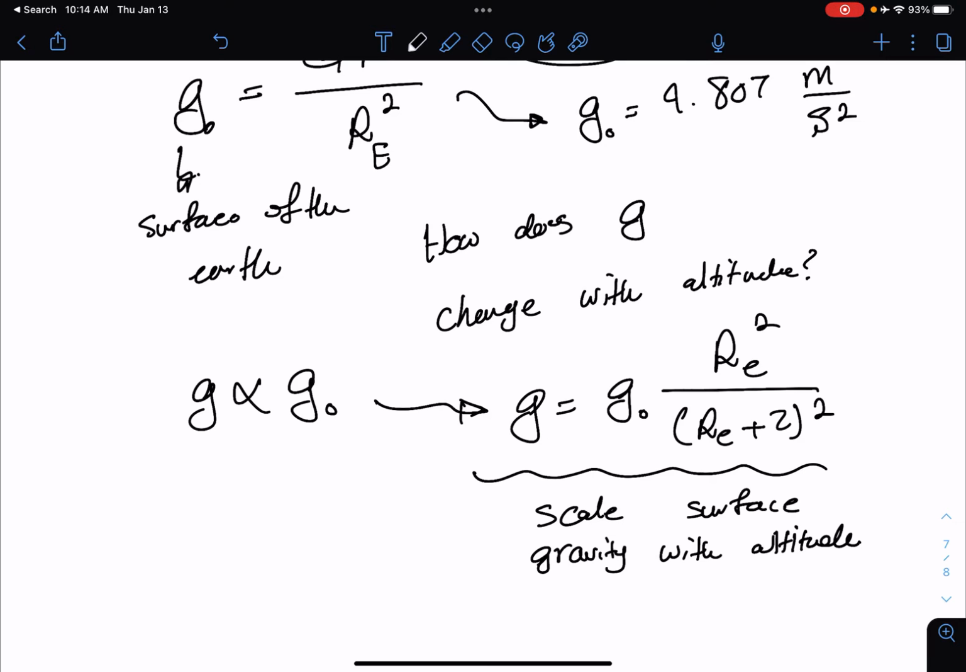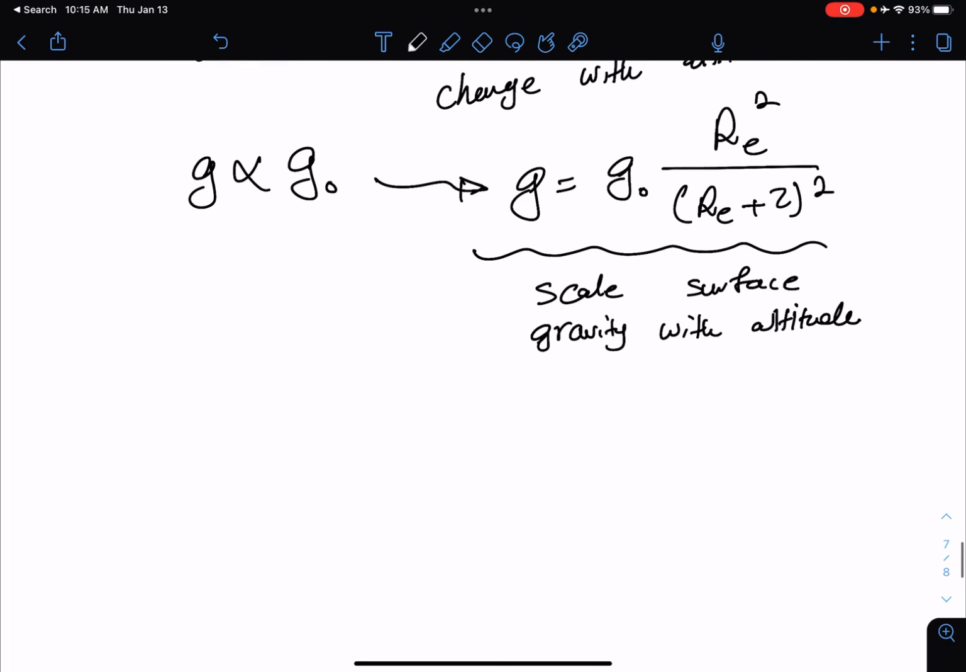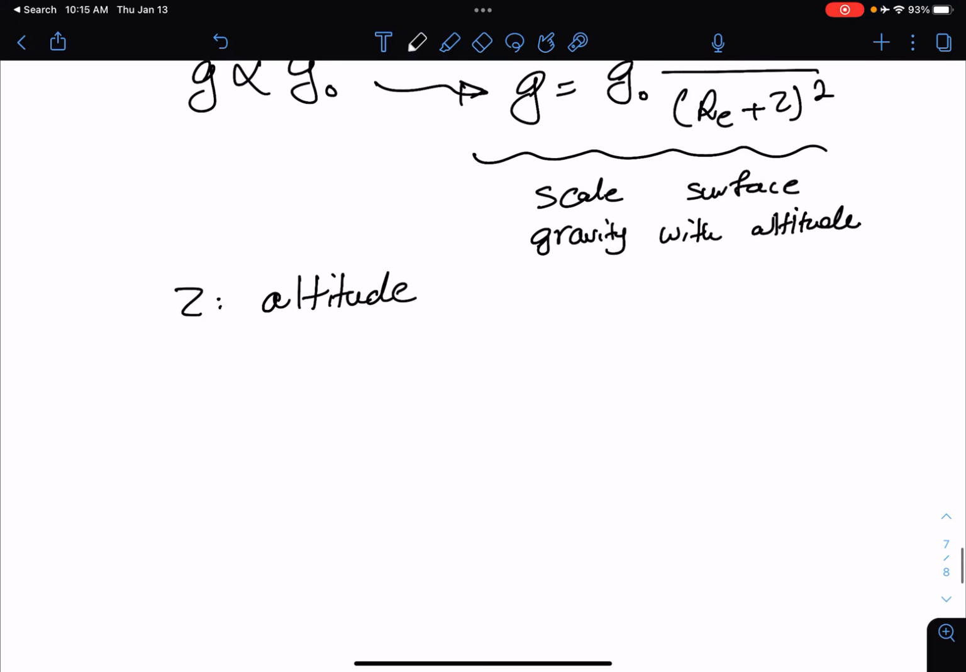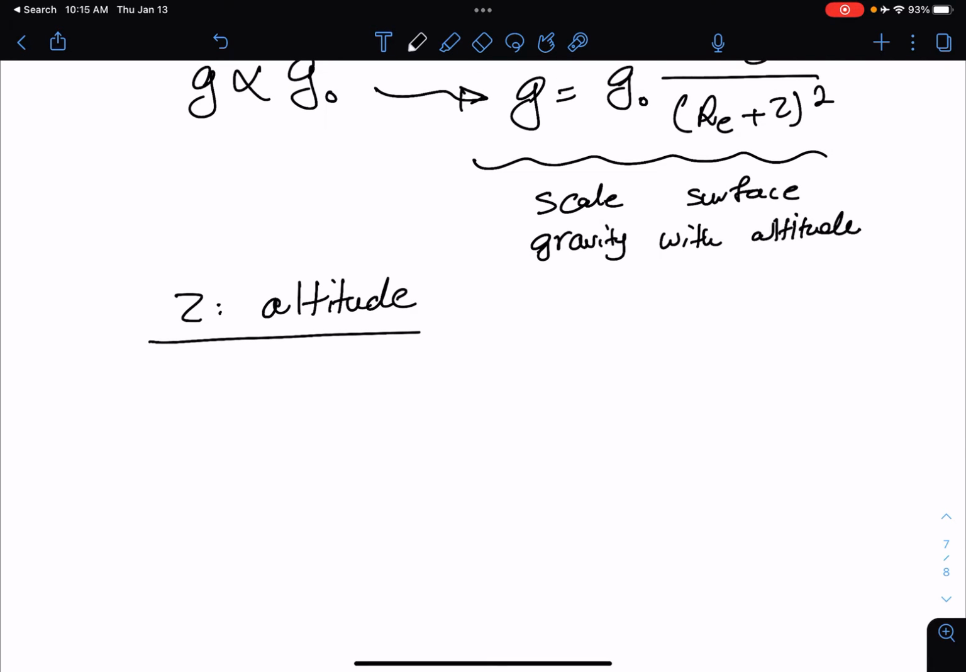Any questions? Yes. It's RE plus what? Z. This is the altitude. Z is the altitude. It's essentially your distance from the surface of the Earth. Okay?